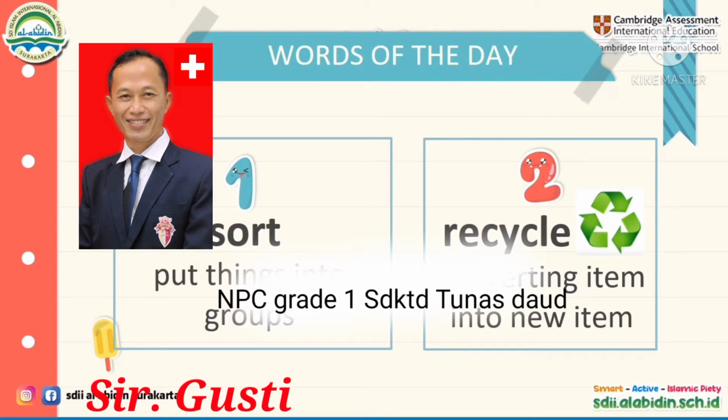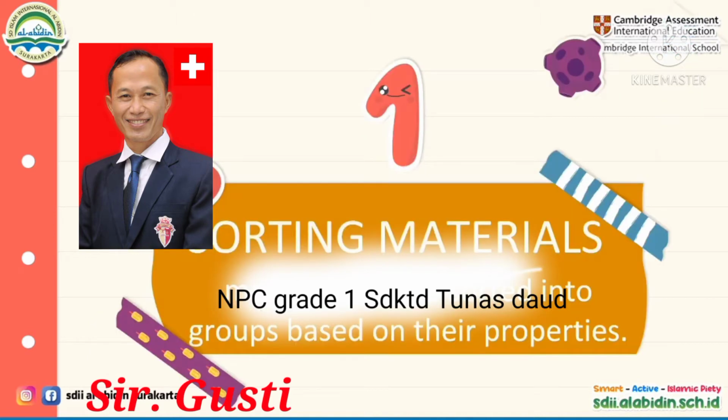So this is what you learned. You can take something and we don't need to throw it away because we still can use this thing. We can use it for something else, right? For example, the bottles. Sorting materials: group based on their property. This is what we learn, how we sort the material into groups based on their property.